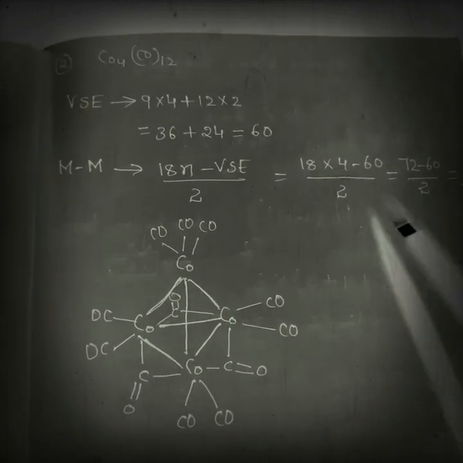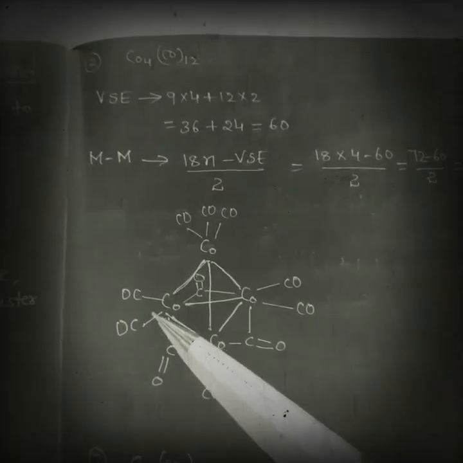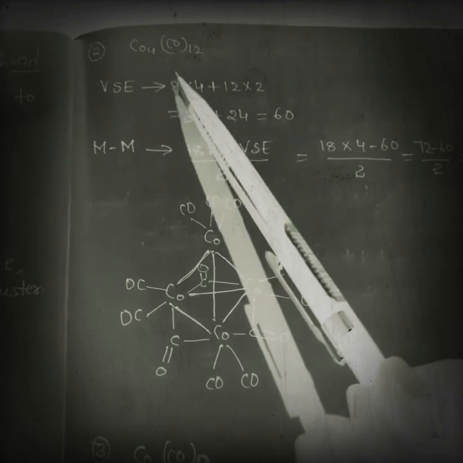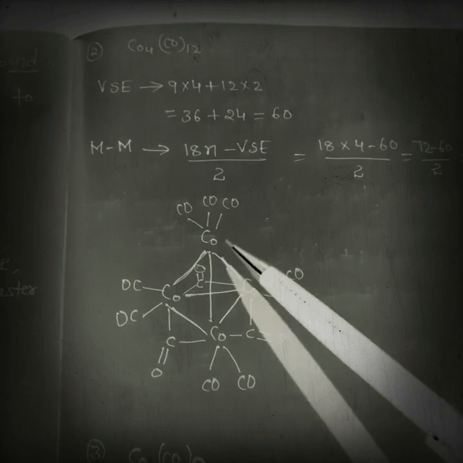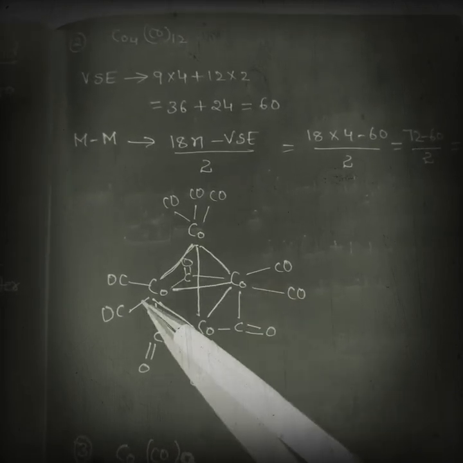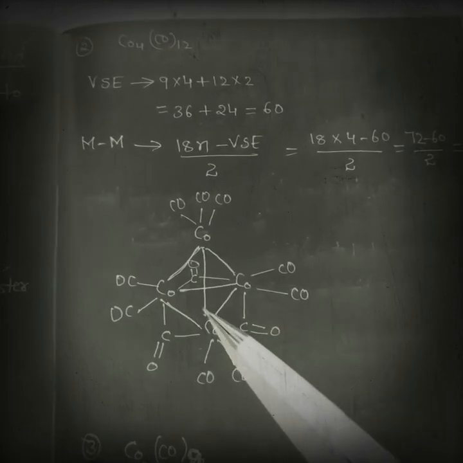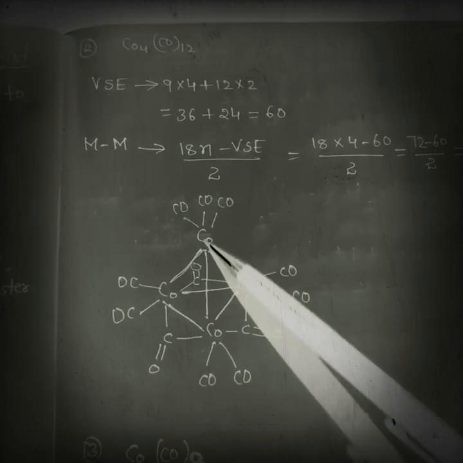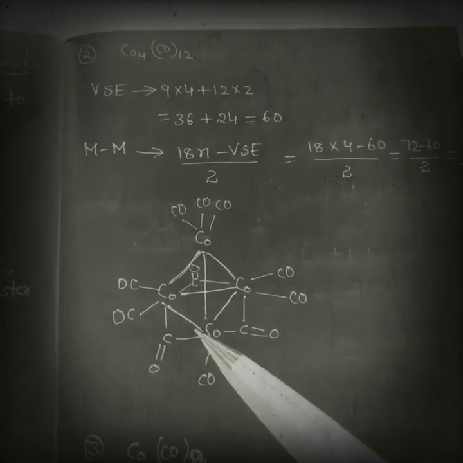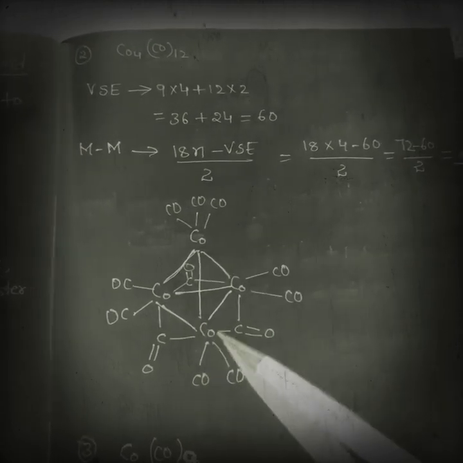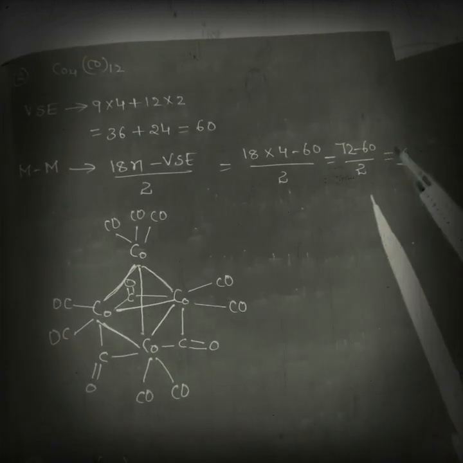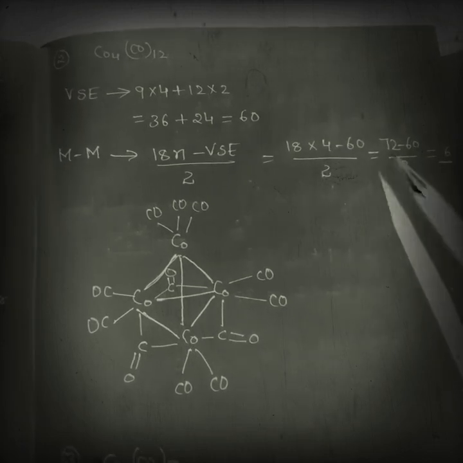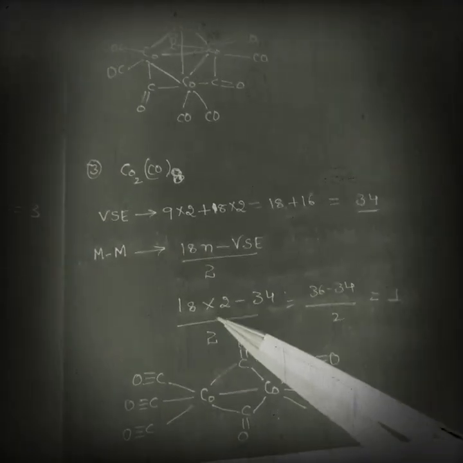Let us see the structure. This is actually the structure of this cluster. Now we have to observe the metal bonds. From this cobalt to this one, here 2, 3, 4, 5, 6, so in this structure metal to metal bonds are 6. So here we got 6. That's it. Next, let us see one more example, friends.